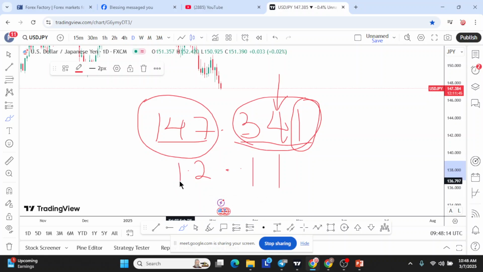If you put 1 here, this is 1211. If you put another 1 here, this is what? 11,211. So the case for JPY is different. I hope you get that.